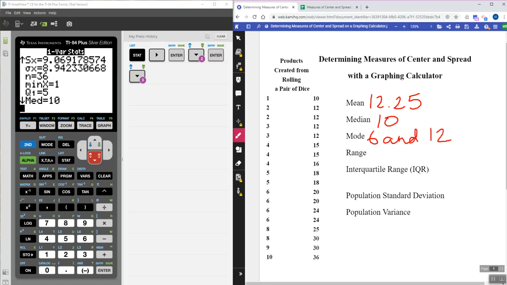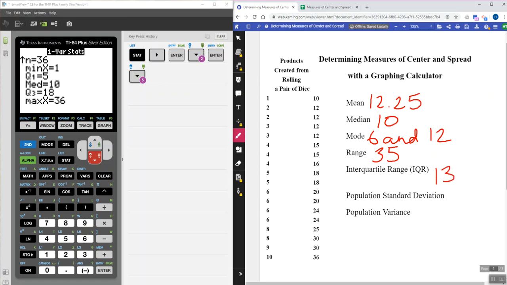My range is simply my maximum minus my minimum, and those are both given. So I can say, oh, my max is 36 and my minimum is 1. You could also tell by looking at your list. So 36 minus 1 is 35. My interquartile range, it's a big fancy word, we usually abbreviate it IQR, is Q3 minus Q1. So in this case, that would be 13.